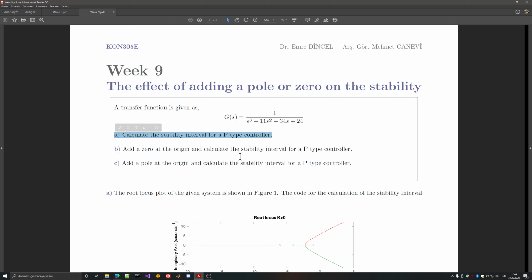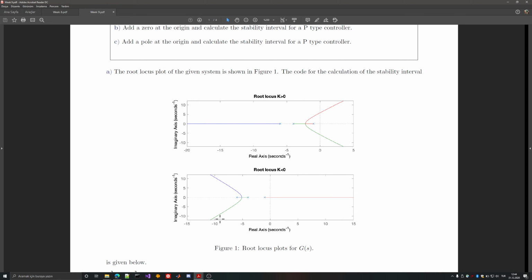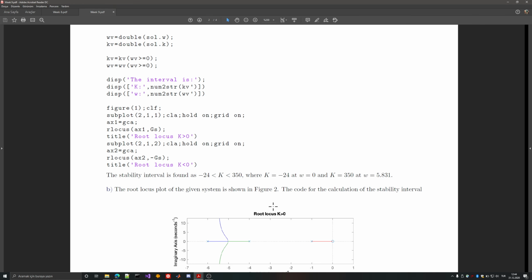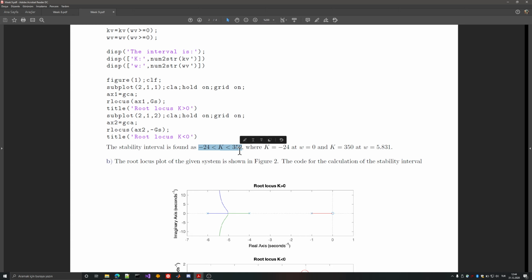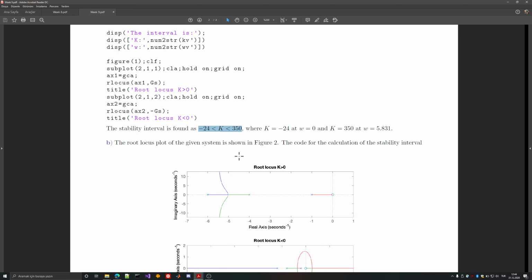We will look for the p-type interval, and we did that basically, and we will see what will happen if we add a zero at the origin, and what will happen if we add a pole at the origin for the system. So basically I'm multiplying this with s, or I'm dividing this by s. So basically I'm adding a zero or a pole. And we will see what the stability for the p-type controller will be. Now, basically, we've seen this part. We've already seen that it is between -24 and 350. And we need frequency values.